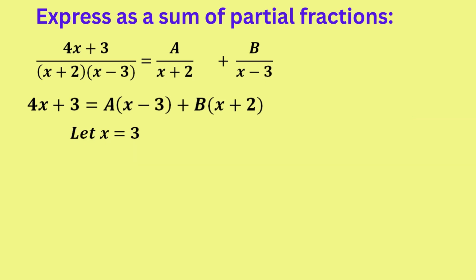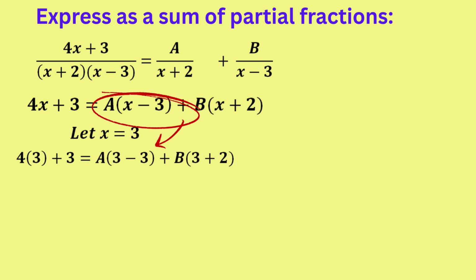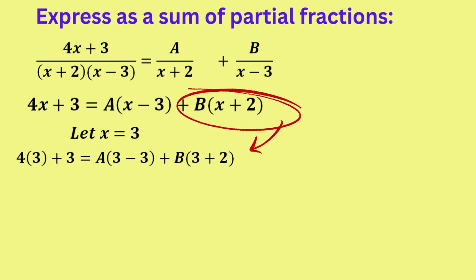Let's first substitute x equals 3. This means we'll replace x everywhere in the equation with 3. So, on the left, 4x plus 3 becomes 4 times 3 plus 3. On the right, x minus 3 is now 3 minus 3. In the second bracket, x plus 2 is now 3 plus 2.